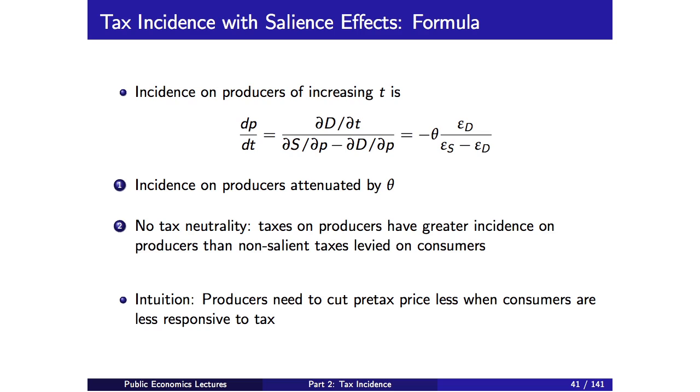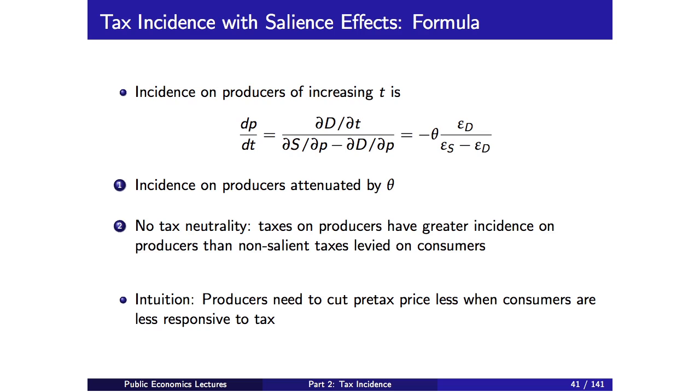The second thing you see, which I think actually makes a lot of sense, is that you don't have tax neutrality, meaning taxes on producers end up having greater incidence on producers than non-salient taxes that are levied on consumers. So the reason I say this makes sense is because what you often hear in the public debate is that companies don't want to have the taxes levied on them. They'd rather have the taxes levied on consumers. Now, the traditional economic theory, the economist would say, it makes no difference. Prices are going to re-equilibrate the market, and the economic incidence is going to be the same. But clearly, people who are involved in these transactions seem to think that that's really not the case. And this is one explanation of why that is.